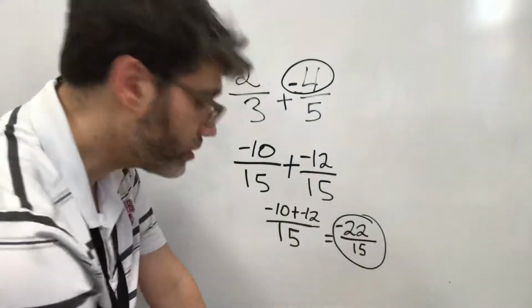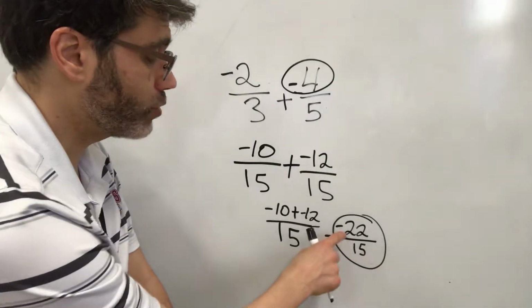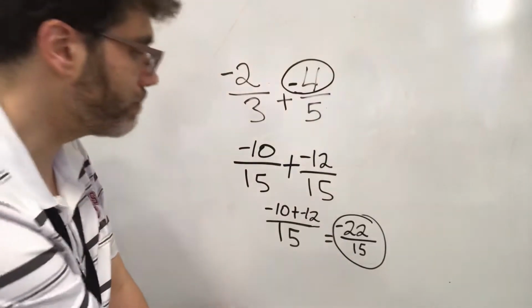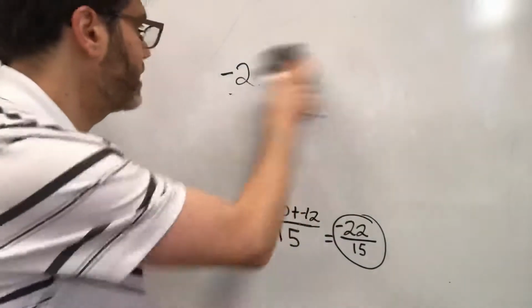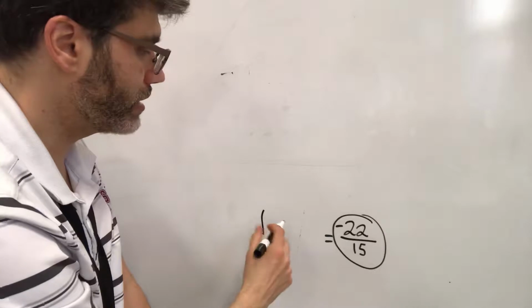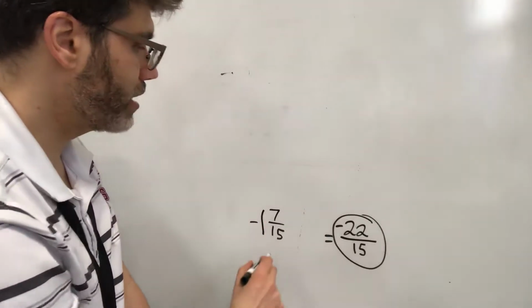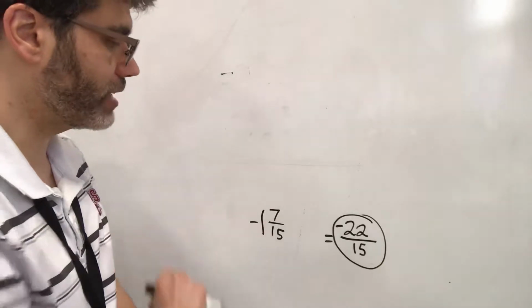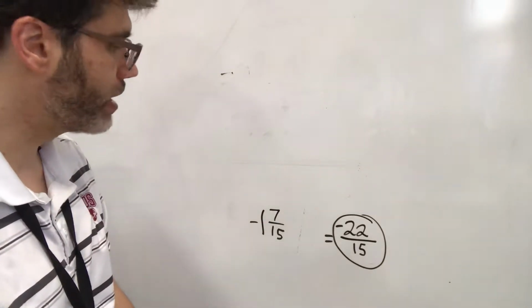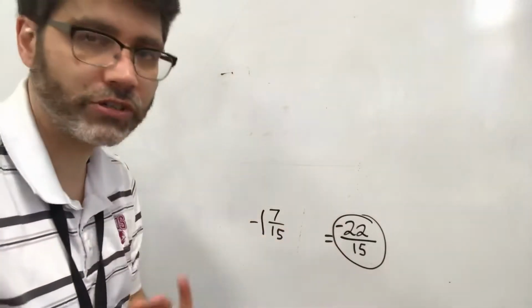If you want, you don't have to, but if you want to, you can divide 15 into 22 to make it a mixed number. So that's fine if you want to do that. That would go in 1, 7 left over. So that would be negative 1 and 7 fifteenths if you want to do that. Okay? No need to. Improper fractions are totally fine.